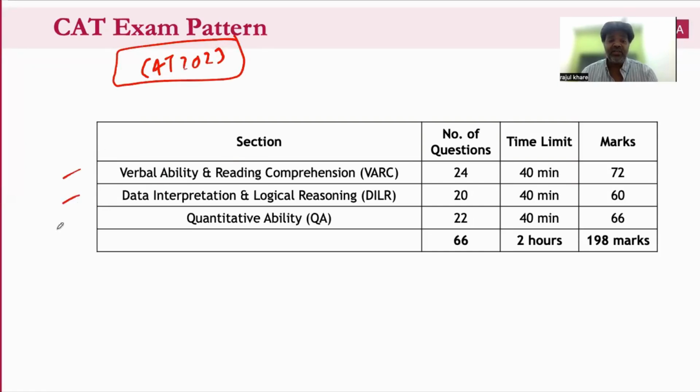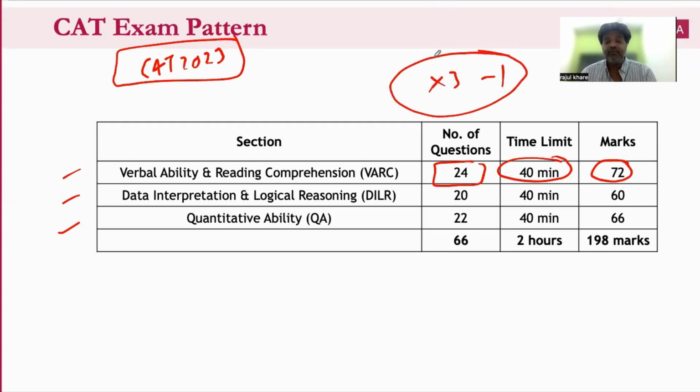So there were three sections, which were verbal ability and reading comprehension, DILR and quantitative aptitude. There were 24 questions in verbal ability. Time limit was 40 minutes. Total marks was 72. It is plus 3 minus 1. ठीक है, तो 24 3s are 72 marks का पेपर था.